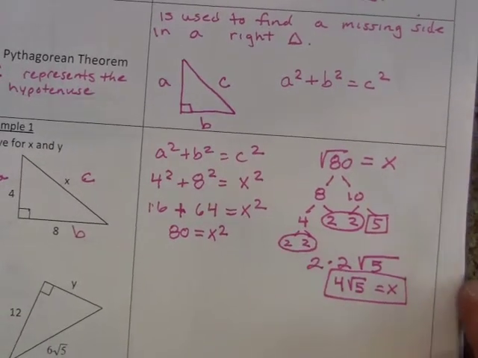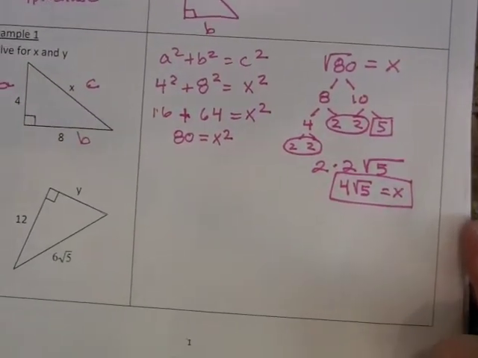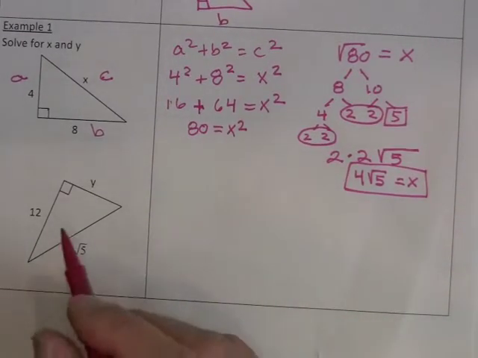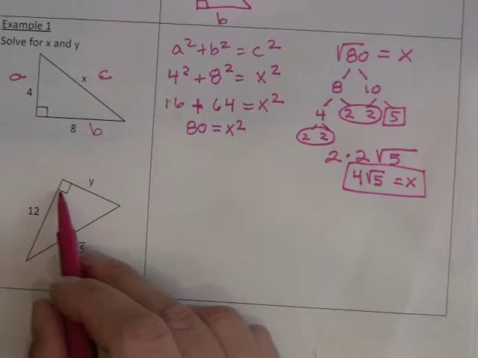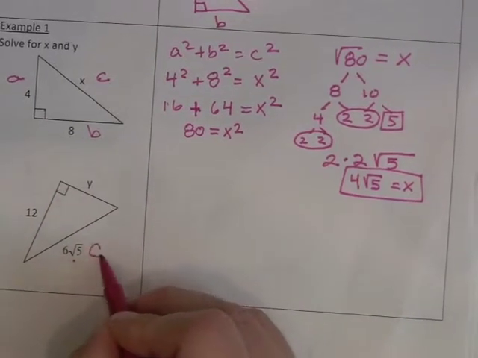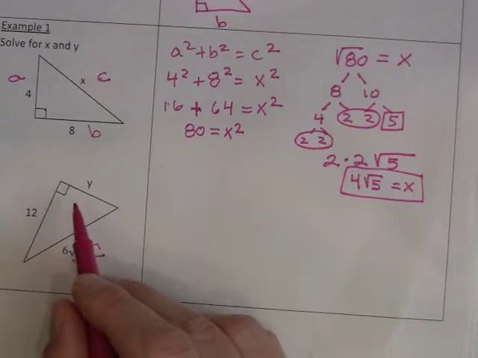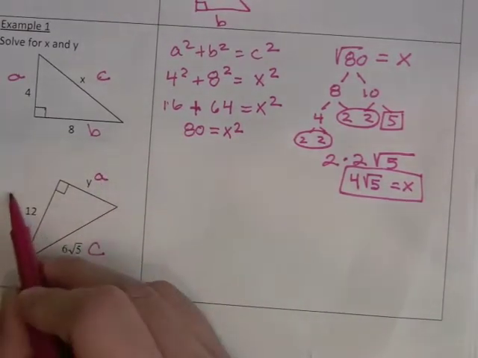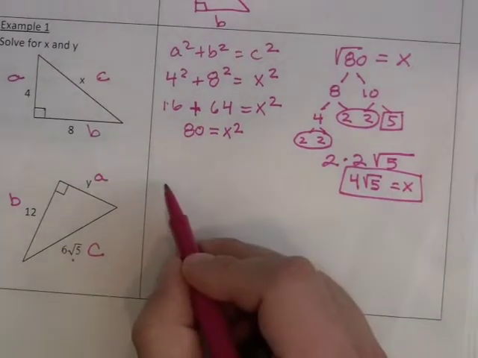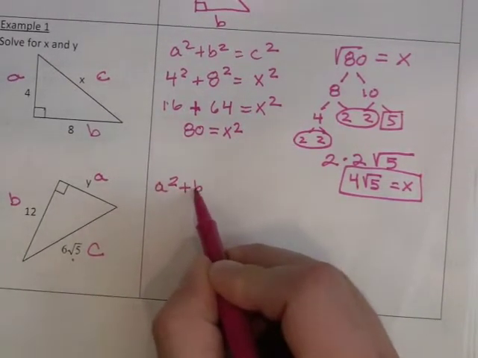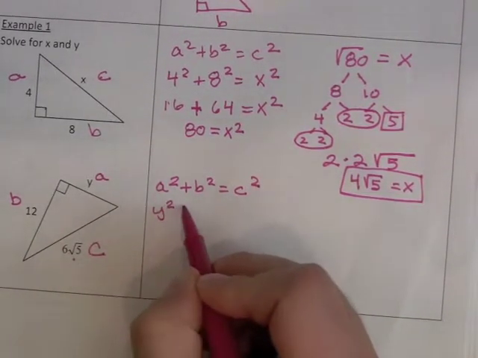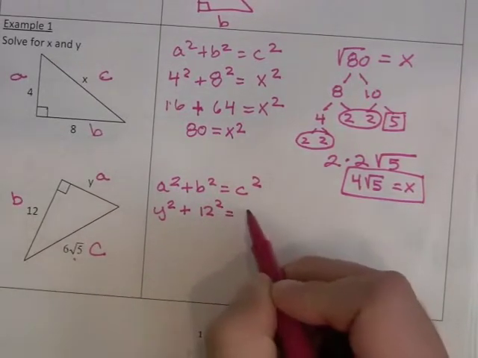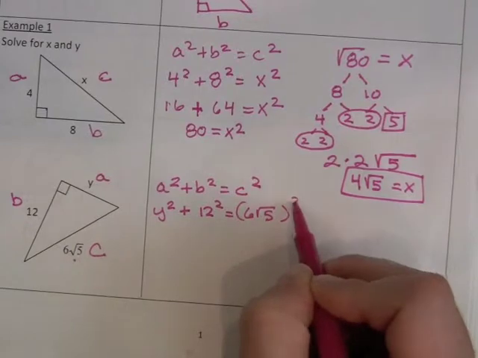That was the first triangle. Now in the second triangle, we're going to solve for y. So again, I need to first label my sides. The key again is labeling the hypotenuse. The hypotenuse is the side that's always opposite the right angle. Here's my right angle. Here's my hypotenuse. So this is c. The other two sides, it doesn't matter which one is a or b. So I'll make this a and this b. And then I'll write my equation. a squared plus b squared equals c squared. And that means y squared plus 12 squared equals 6 radical 5 squared.